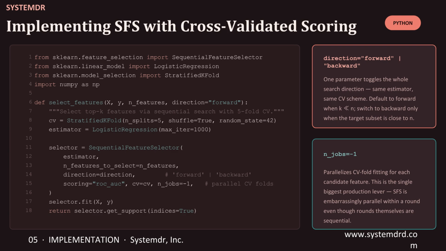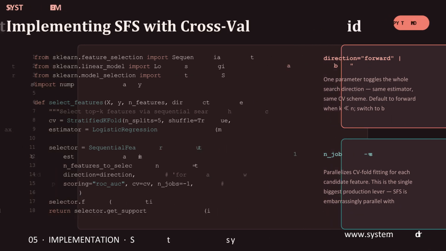Once fit, get_support with indices equals True gives you back the column indices of your selected subset, ready to slice into your feature matrix for the final model.